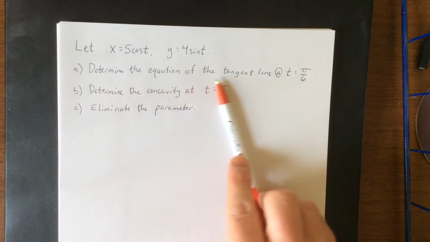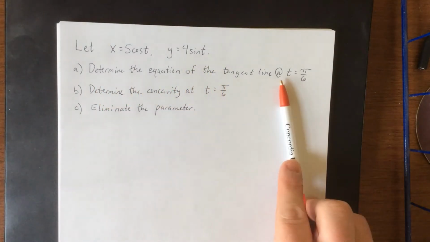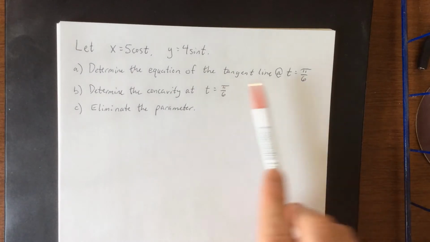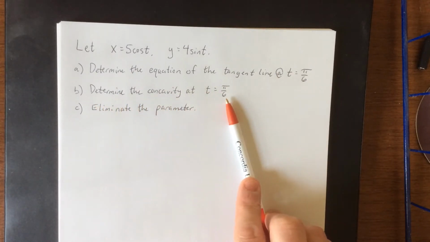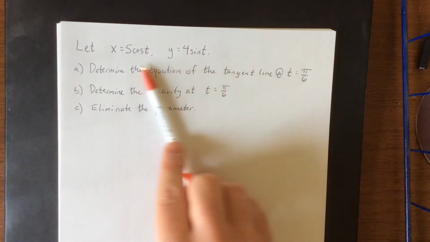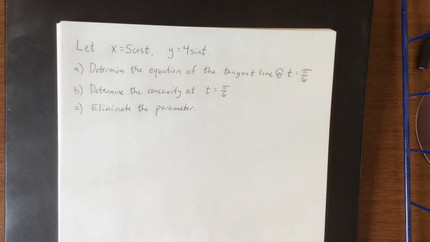I'd like to do the following three things. Determine the equation of the tangent line to the parametric curve at t equals pi over 6. I'd like to determine the concavity at t equals pi over 6, and I'd also like to eliminate the parameter from the original two equations. So we will do these one at a time in the order listed.